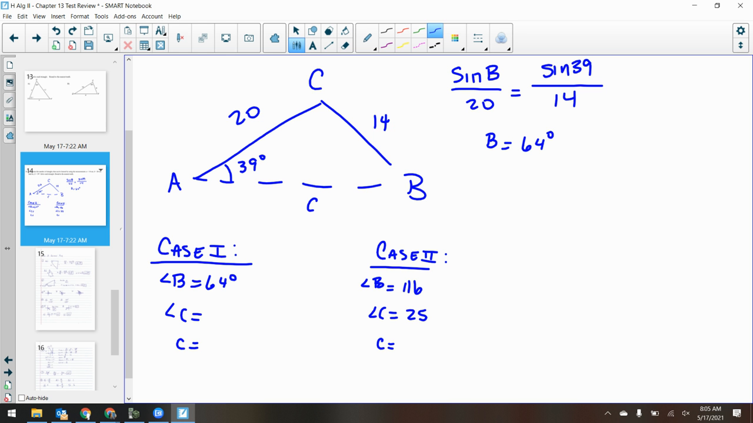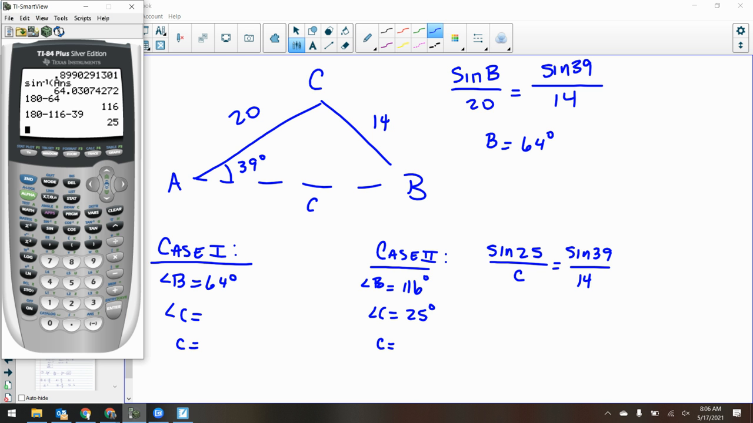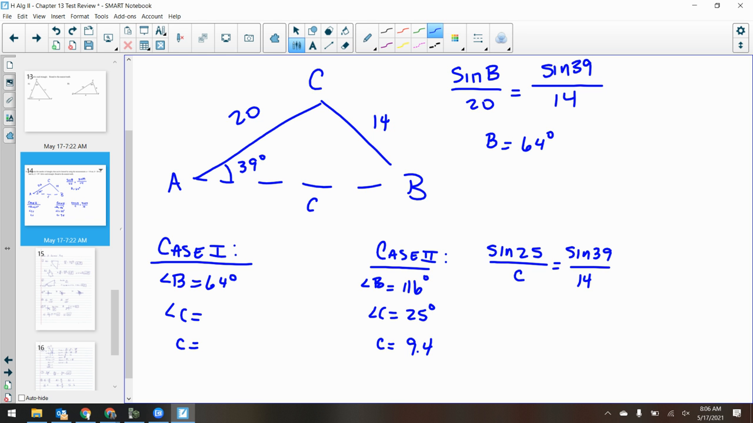So we've got 116 and 25 as my angle measures. To find side C in case 2, I would say sine 25 over C is equal to that angle-side pair I was given, sine 39 over 14. So we cross multiply and divide: 14 sine 25, divided by sine 39, which gets us 9.4. So that's case 2.